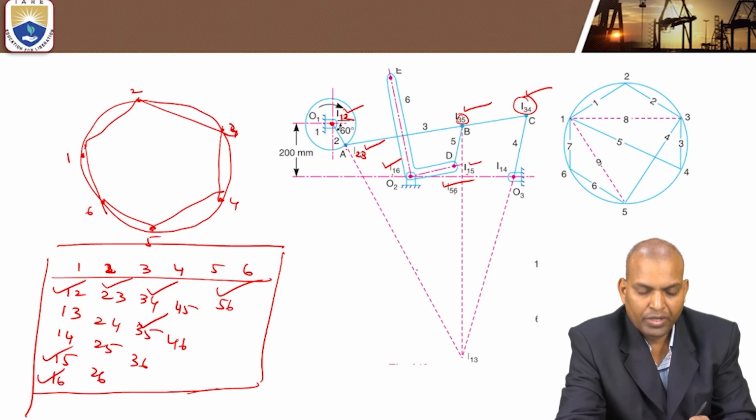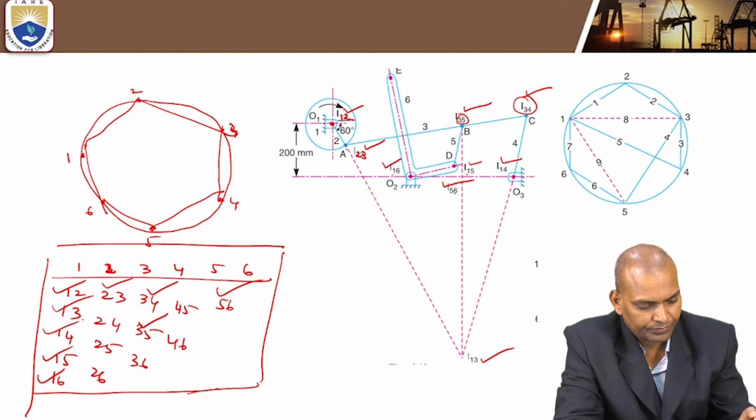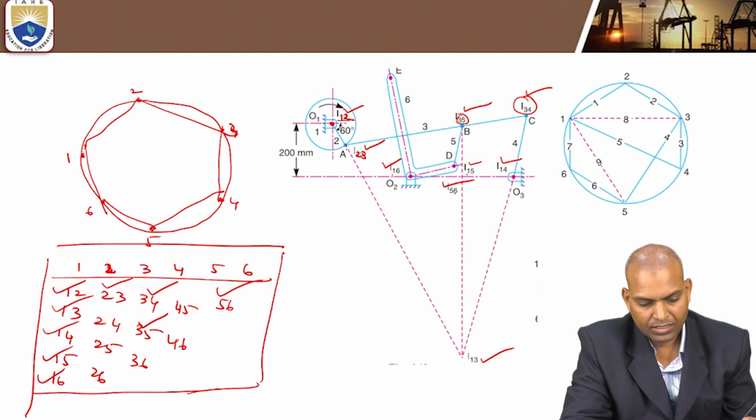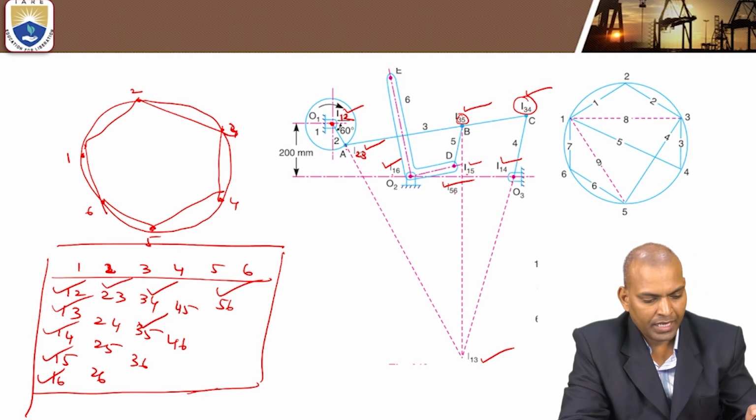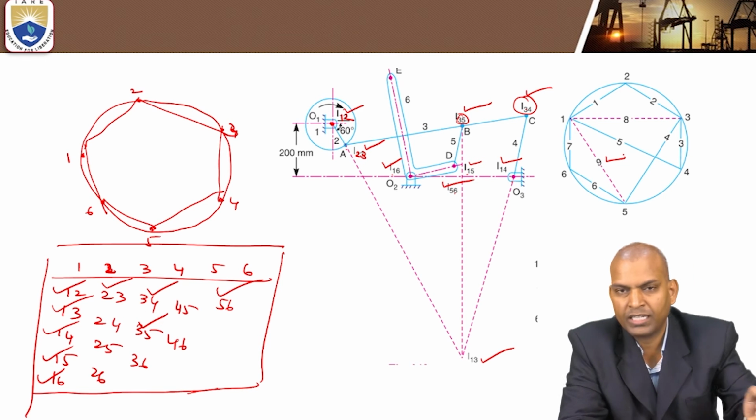Next, what we have located is 1, 3 and 1, 4. Anything left over here? So total how many eye centers are there? 5 plus 4. 9 eye centers are located here.